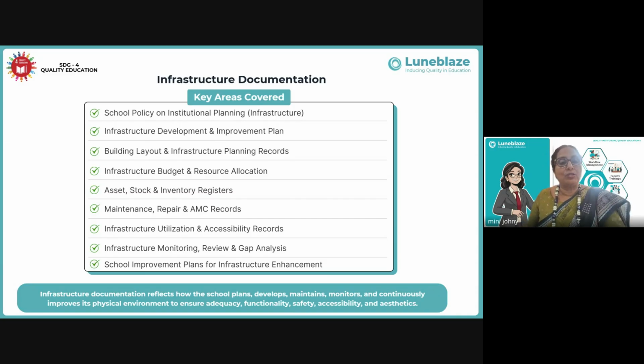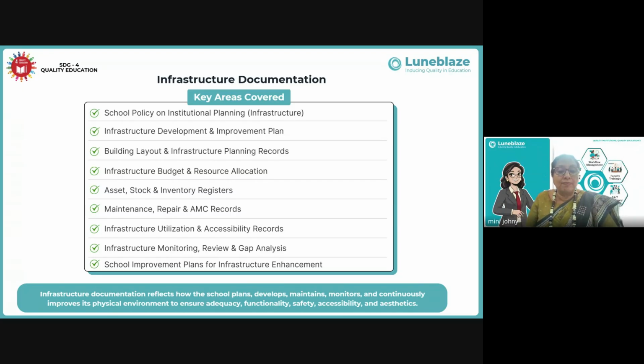Key areas are covered here: school policy on institutional planning, infrastructure development and improvement plan, building layout and infrastructure planning records, infrastructure budget and resource allocation. Budgeting is very important, and what resource are we going to allot the funds? Assets, stock and inventory registers, maintenance, repair and AMC records, infrastructure utilization and accessibility records, infrastructure monitoring, reviewing and gap analyzing, and last one, school improvement plans for infrastructure enhancement. You can see there, read.